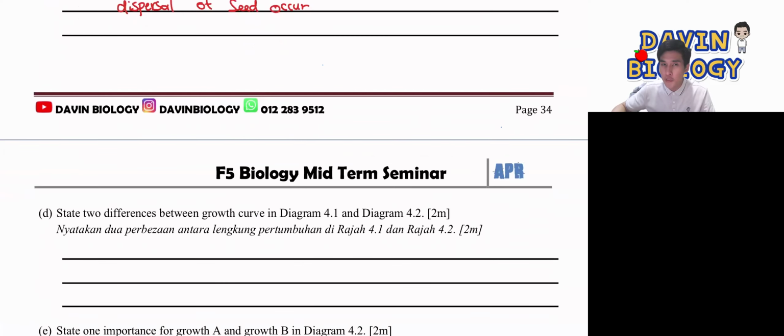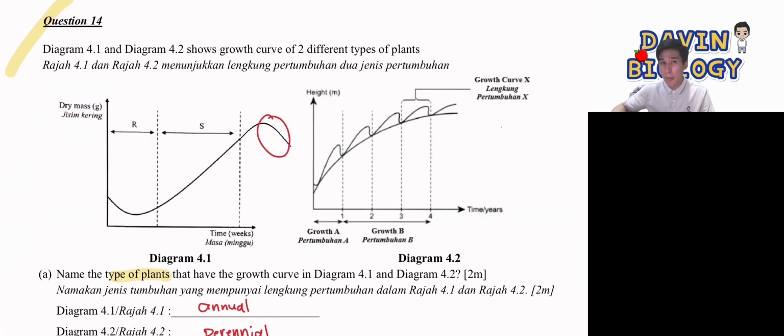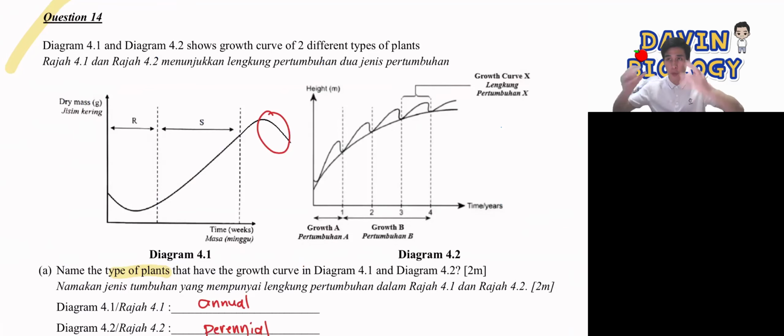Two differences between the growth curve in 4.1 and 4.2. Okay, two differences they want. Now, the first difference we really can see. Come on, everybody, why don't you try and tell me? These two growth curves, what difference do they have? So what forms the growth curve, right? Can you tell me the first one?